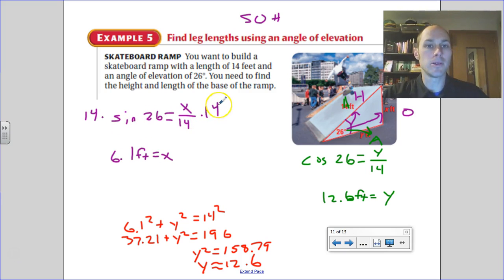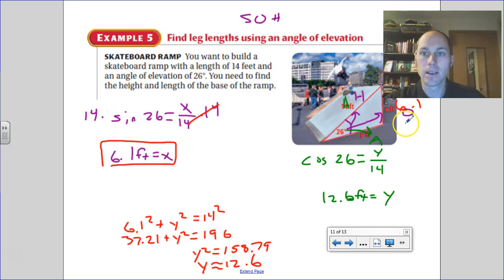Okay, so I multiplied both sides by 14. 14 times the sine of 26 is about 6.1. So this length is 6.1 feet. So two ways you could do this. Since this is a right triangle, I can use the Pythagorean theorem. So 6.1 squared plus y squared equals 14 squared. Solve that down, I got y is about 12.6.